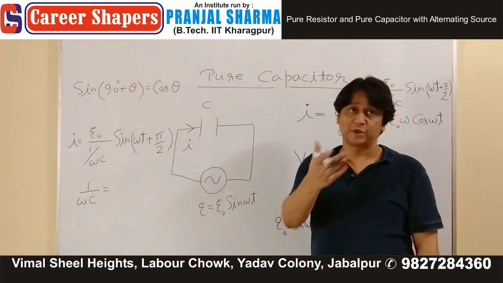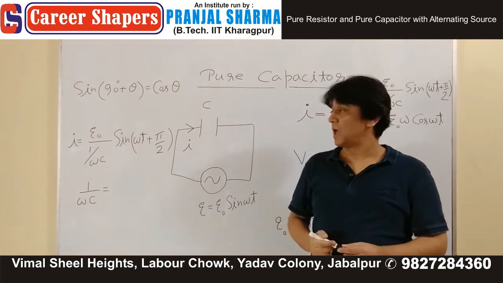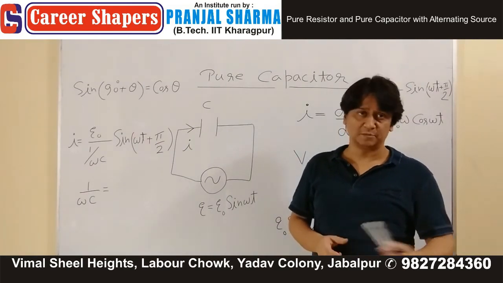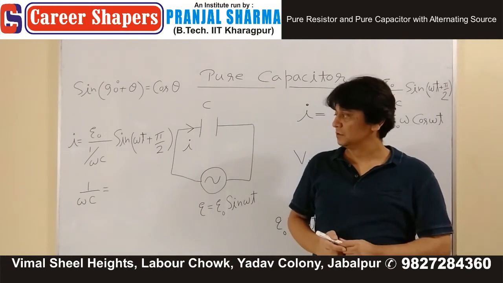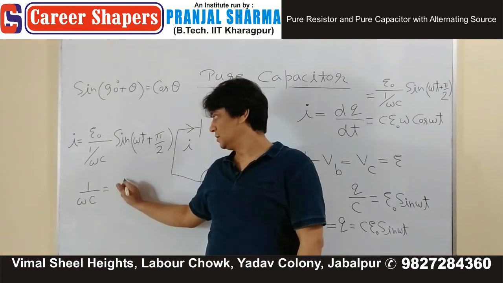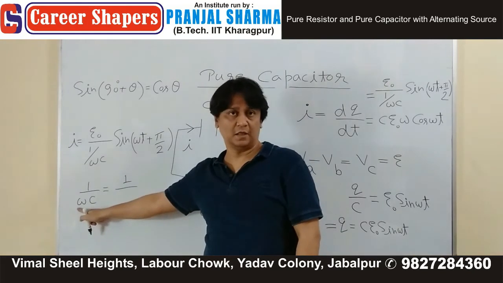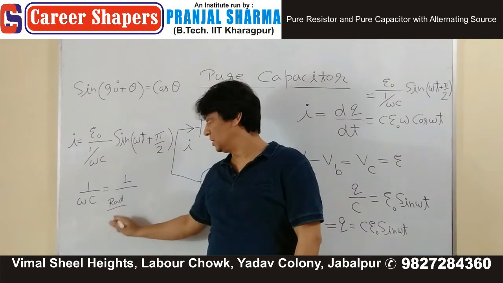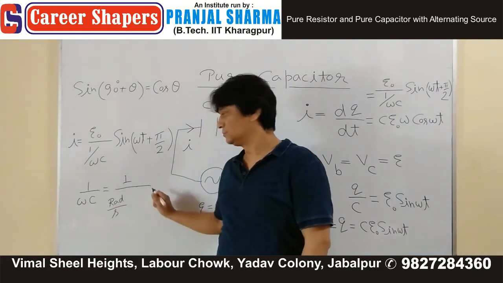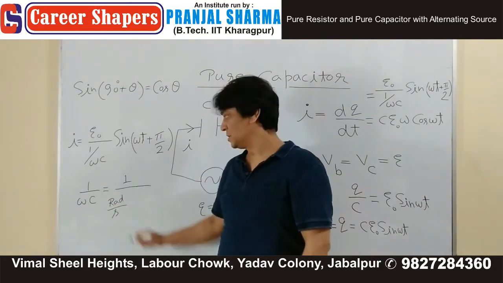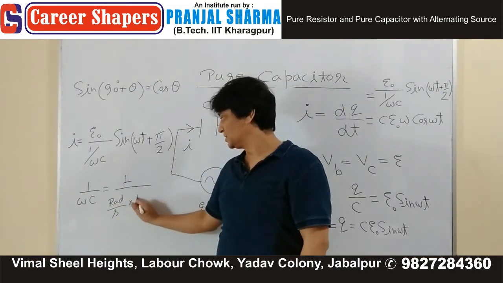And all these things, you can expect in any objective examination. What is the unit of 1 upon omega c? A simple question like this. What's the unit of 1 upon omega c? The first unit is 1 upon, what is the unit of omega? Omega is radians per second. Angular frequency. What is the unit of c? C is farad.